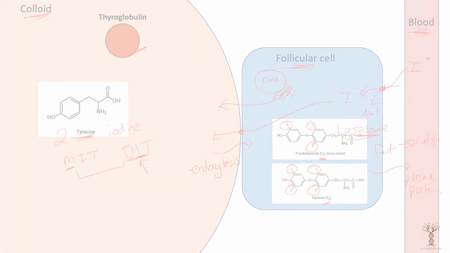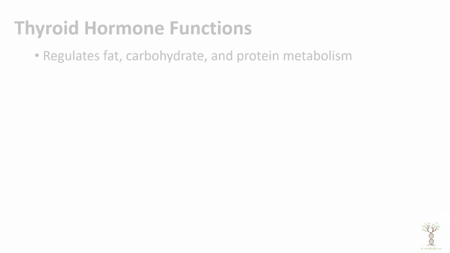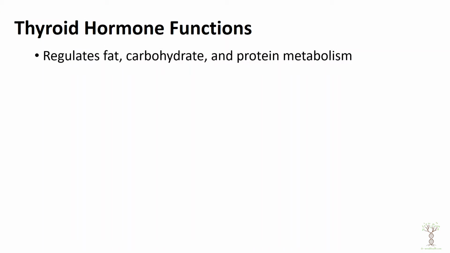So we know that thyroid hormones play a very important role in metabolism, but there's a few other very key things that thyroid hormones do. So let's look at this list. Thyroid hormones regulate fat, carbohydrate, and protein metabolism. We can break down all of these nutrients to make energy. Carbohydrates in our body are stored in the liver and muscles as glycogen.